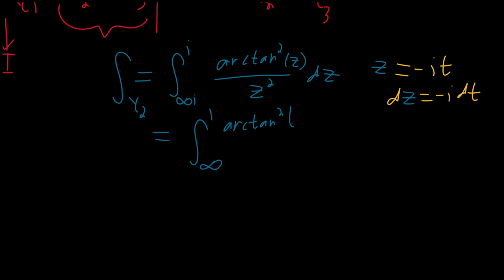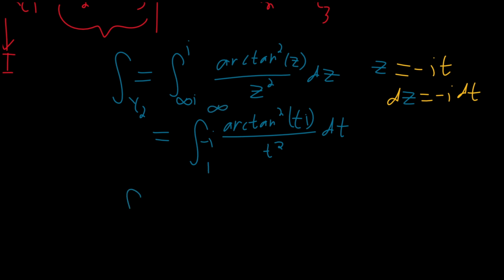We have arctan squared of minus I t, but the minus sign we can throw out of the arctan because it is an odd function. So what we have then inside it is just an I t or a ti. Order doesn't matter. We have our dt. I'm going to throw a negative I out front. And then in the denominator, what we have is z squared, but negative I squared is just going to be negative 1. So we have minus t squared right here. And you'll see that our minus signs are going to cancel, but I'm just going to use one of them to flip the bounds real fast. So we have 1 to infinity.